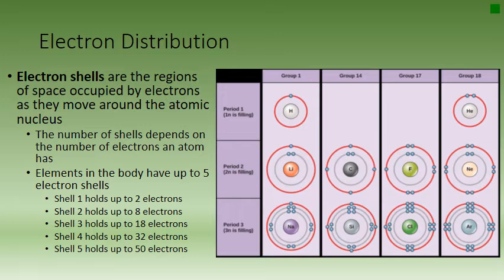We know the maximum number of electrons each shell can hold. Shell 1 holds a max of 2 electrons. Shell 2 holds a maximum of 8 electrons in addition to the 2 electrons in shell 1. Shell 3 can hold another 18. Shell 4 can hold another 32 electrons, and on and on and on. And this is how we can build up these larger elements.